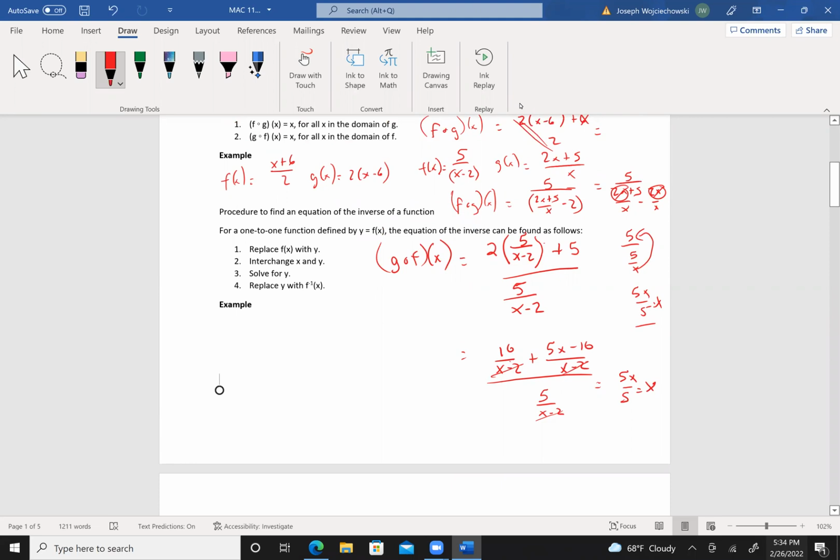That brings us to the last thing in this section: how to find an equation of the inverse of a function. For a one-to-one function defined by y equals f of x, the equation of the inverse can be found as follows. Replace f of x with y, interchange x and y, solve for y, and then replace y with f inverse of x. f inverse of x is not f to the negative first power. It is f inverse of x.